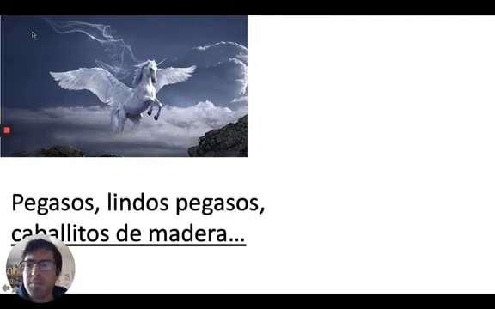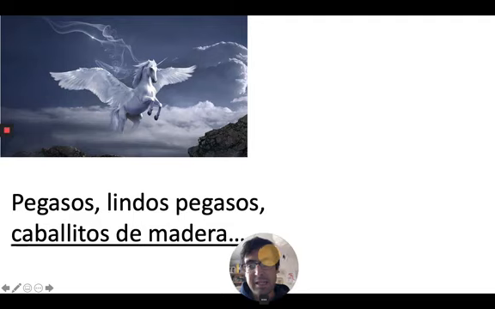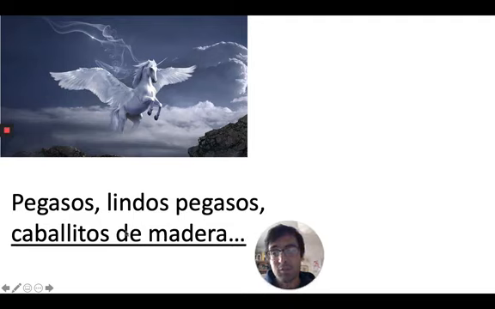Now, is that what this poem is really about? Is it about Greek mythology and real flying horses? So what I had to do is read the first 2 lines of the poem to get an idea of what it was really about. And I looked at this second line, and it says, caballitos de madera, which means little wooden horses, right? So I did a bit more Googling, and then I realized that this is what the poem is about.